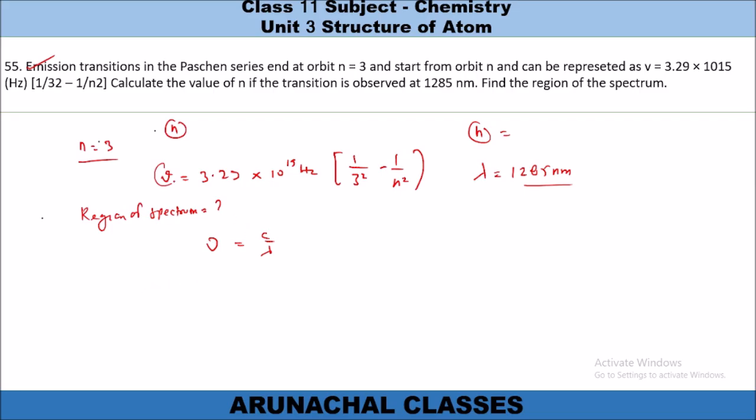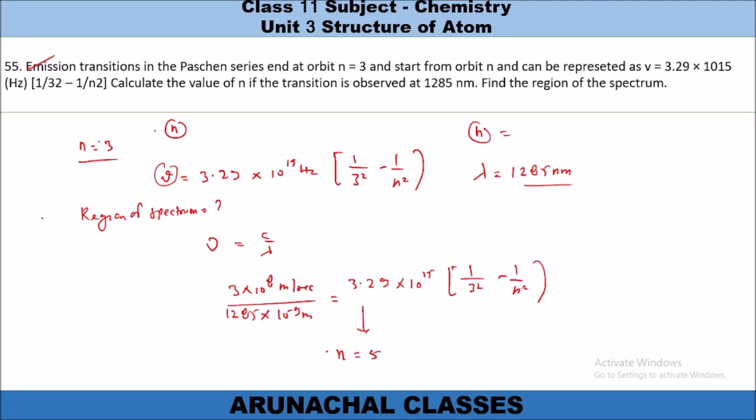So this represents small v, it is frequency. Now we have to put this value of nu as c upon lambda. So c value is 3 into 10 power 8 meter per second. Lambda value is wavelength, that is 1285 nanometer, that is 10 power minus 9 meter, equal to 3.29 multiply with 10 power 15 in bracket 1 upon 3 square minus 1 upon n square. So when we solve this equation, we will get n value as 5.